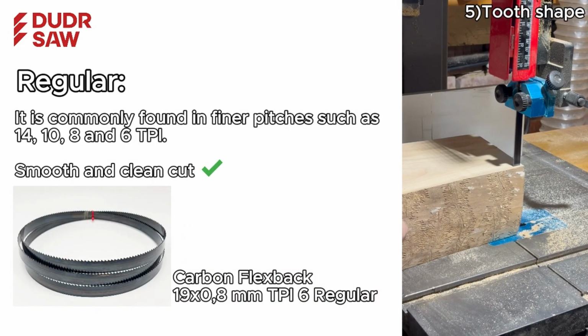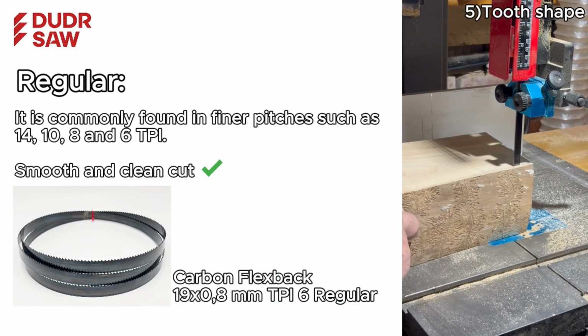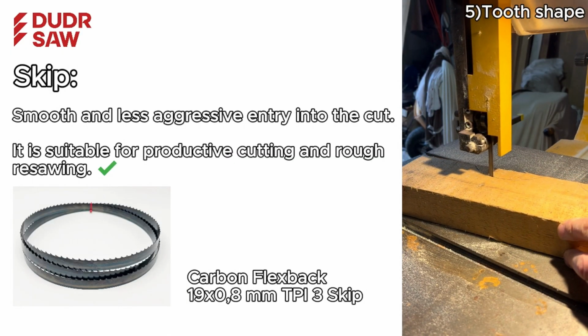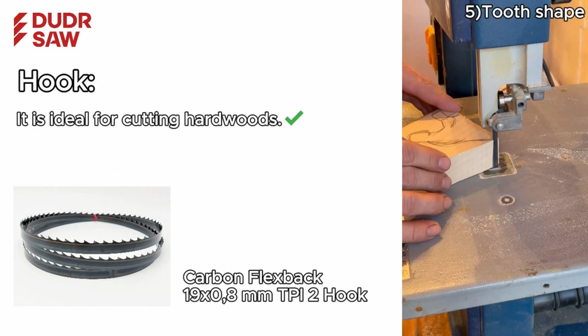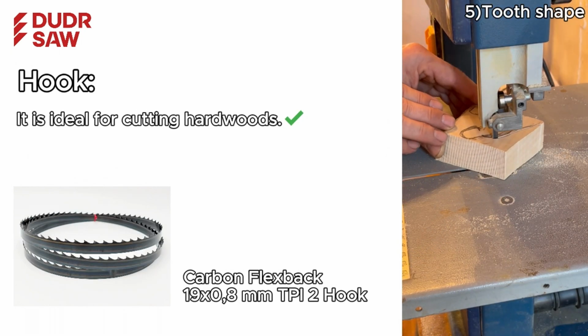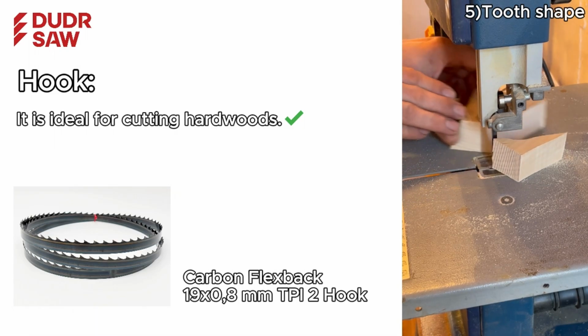Regular. The advantage of this geometry is a smooth, clean cut. Skip. This geometry is suitable for productive cutting and rough resawing. Hook. It is ideal for cutting hardwoods and other difficult-to-cut materials with larger diameters.